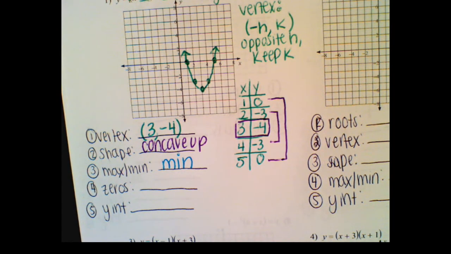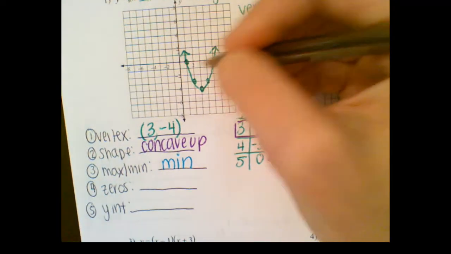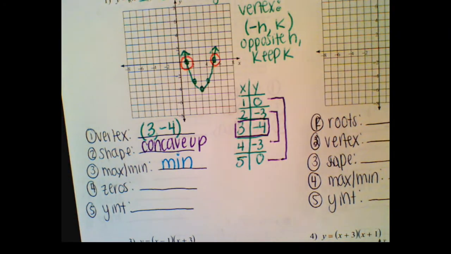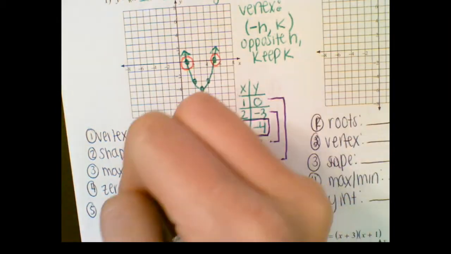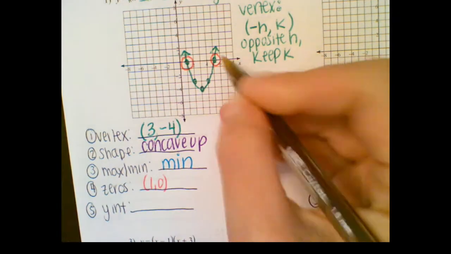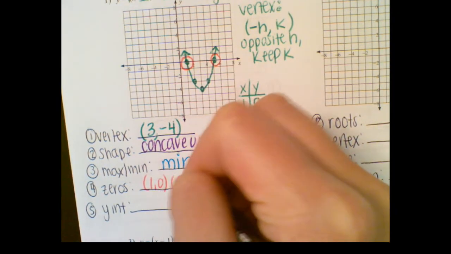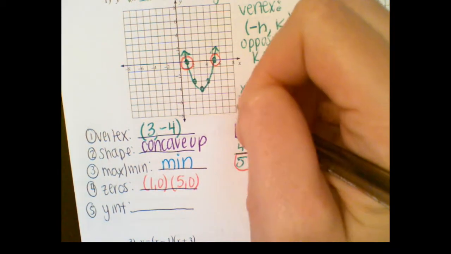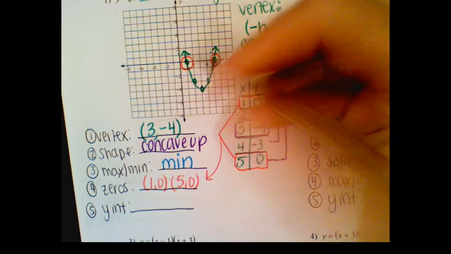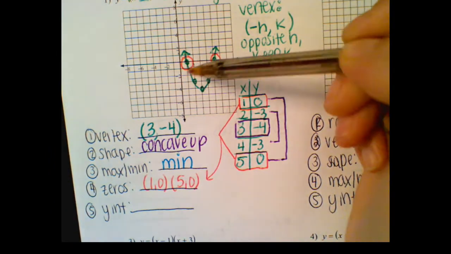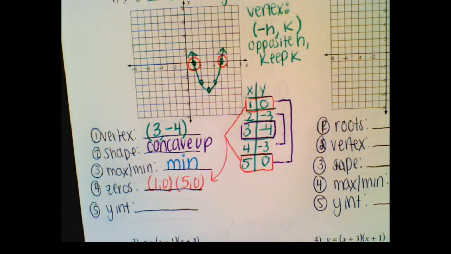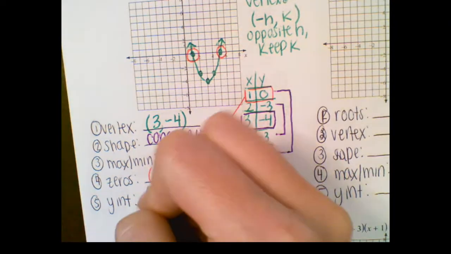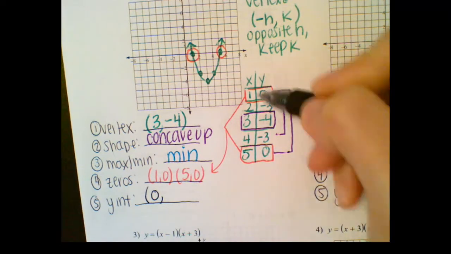Zeros. Where is it crossing my x-axis? Well, it's crossing here and here. So that's 1, 0, and that's 5, 0. Now, if I look in my table, they're here also where the y value is 0. So these also are here, but I can also look at the graph. Now, I didn't find the y-intercept. The y-intercept, remember, is whenever x is 0. So we didn't find that.